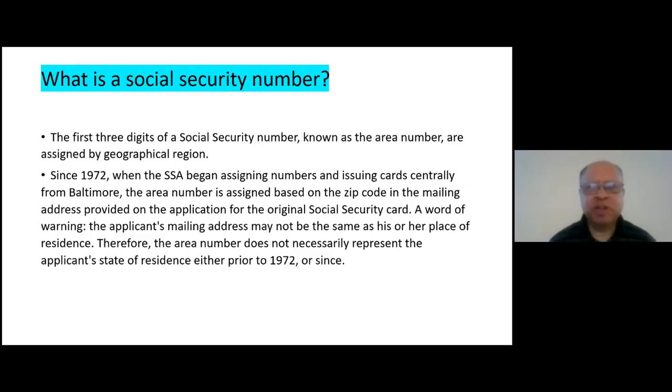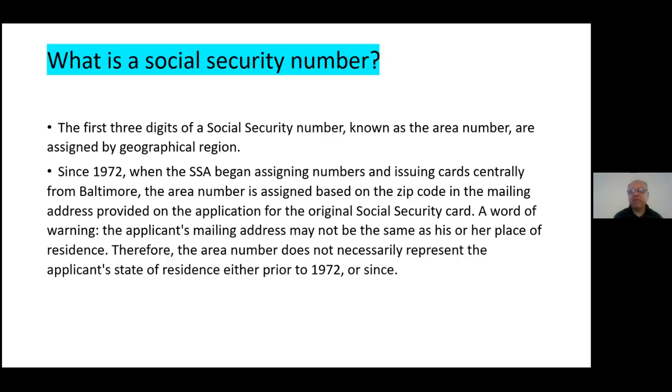Now, one of the interesting things is that you're able to identify things. The first 3 digits of a Social Security number are an area number and are assigned by geographical region. So again, if you went around the room here, you'd find that our numbers are not the same. Mine's 015, so that's Boston, that general area. And since 1972, when they began assigning numbers and issuing cards from Baltimore, the area number is based upon the zip code in the mailing address on the application. So again, the mailing address may not be the same as the person's place of residence. So you have to understand the difference.